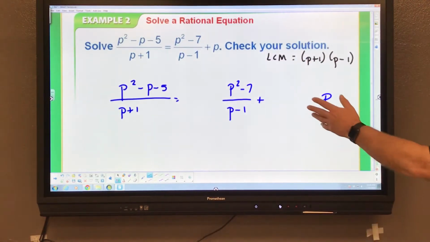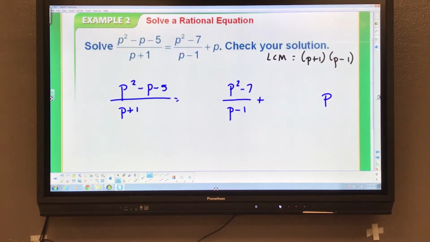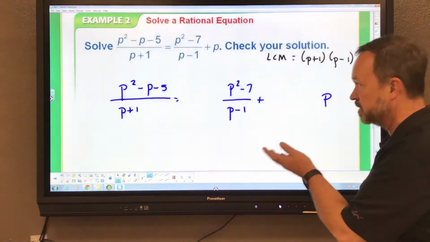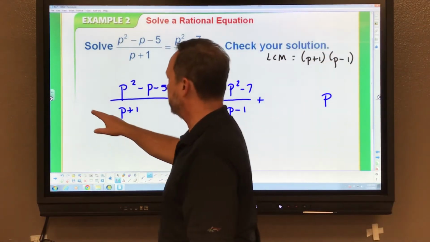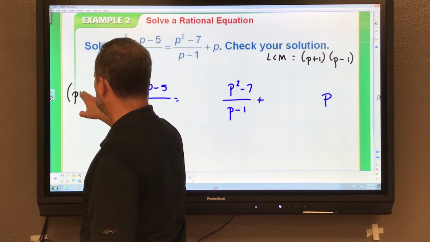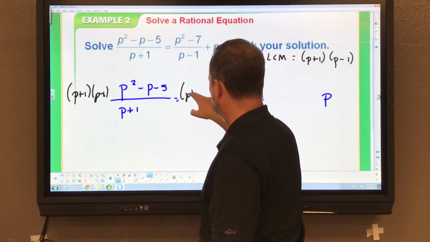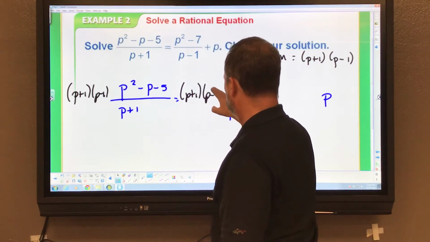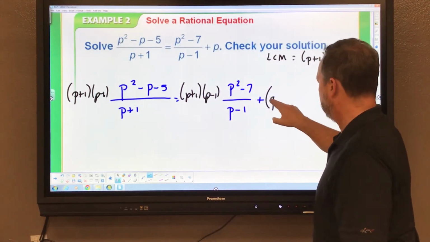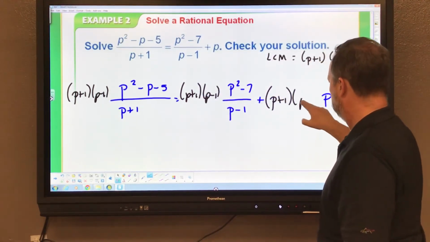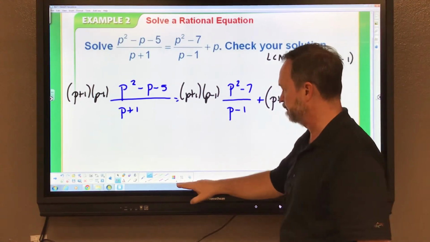I have all the pieces. Everybody see all the pieces? I know what I'm going to do. I'm going to multiply everybody by that to make the fractions disappear. So the p plus 1, p minus 1. P plus 1, p minus 1. P plus 1, p minus 1. P plus 1, p minus 1.